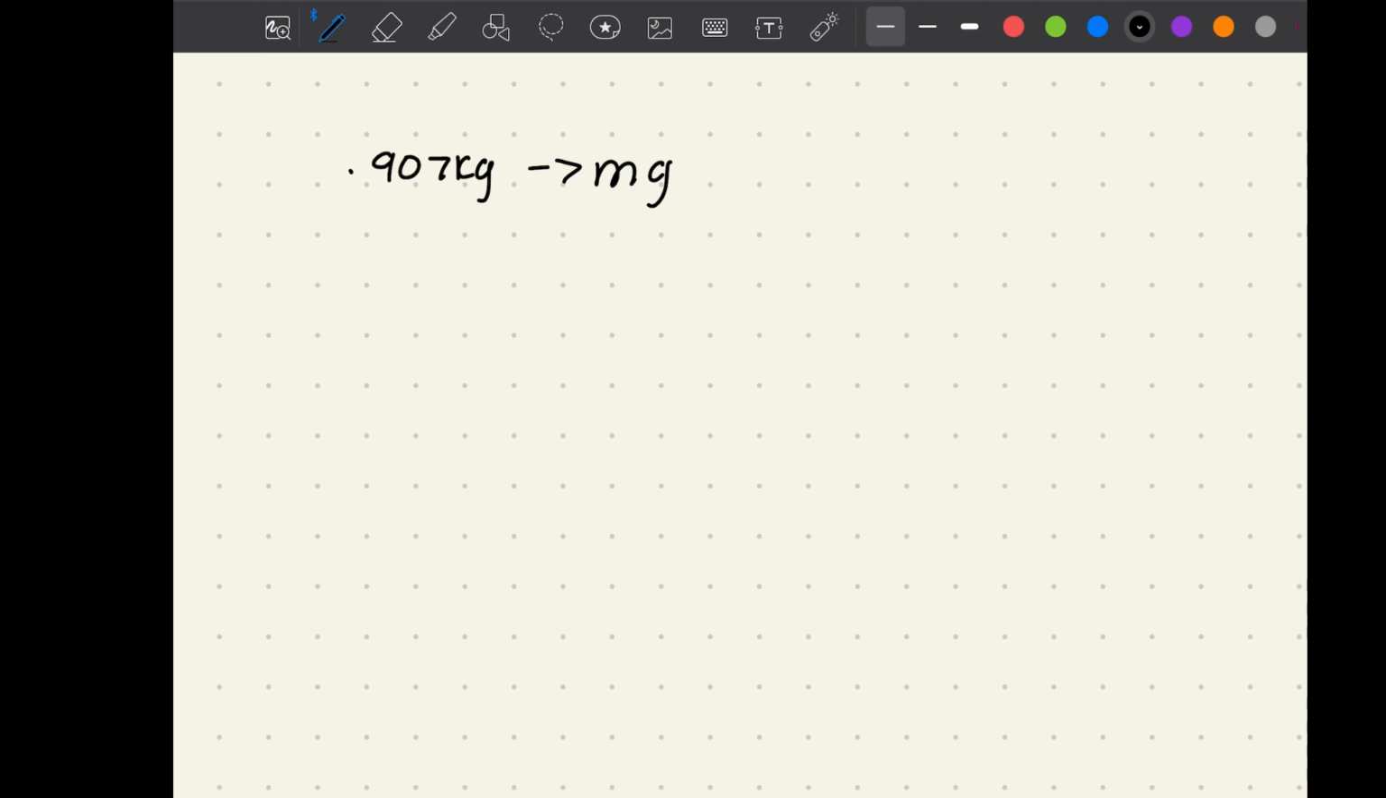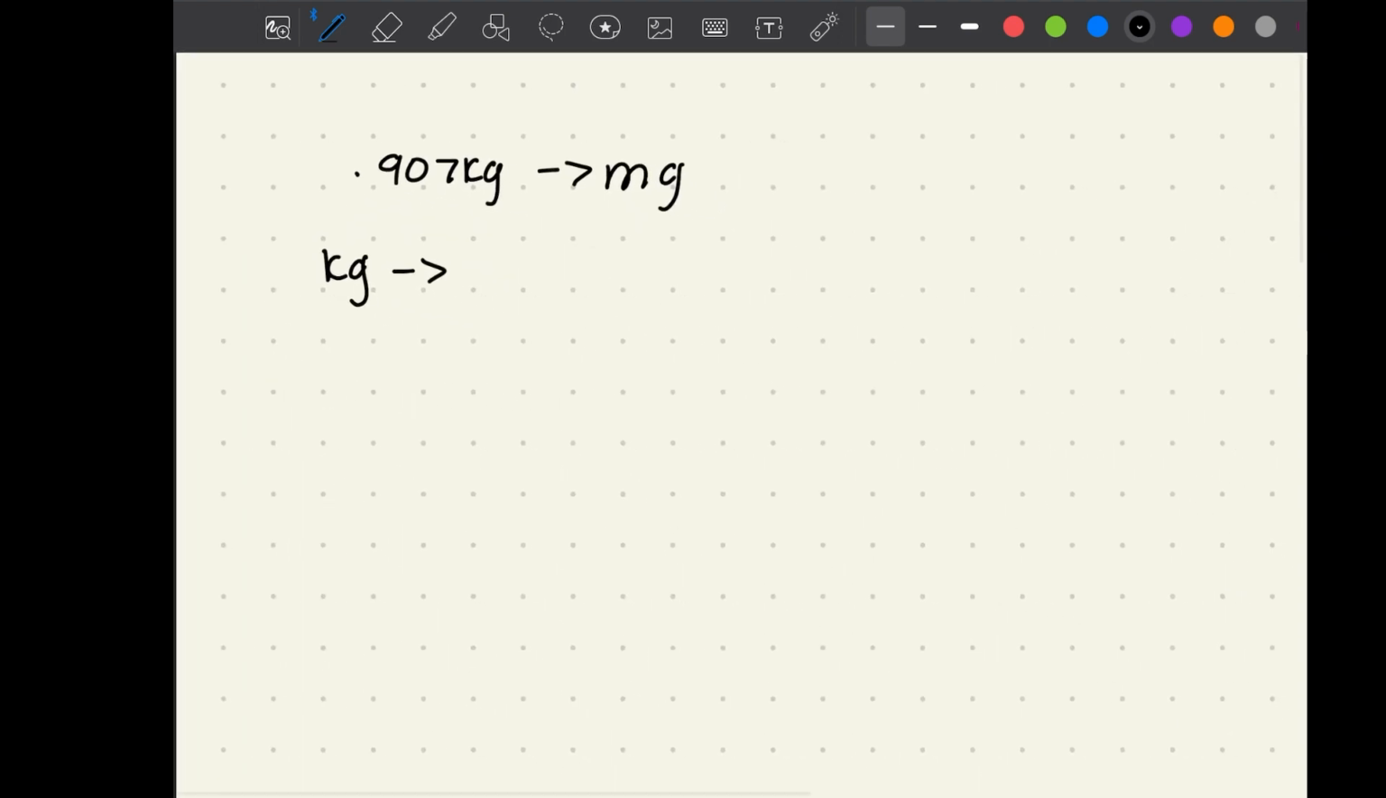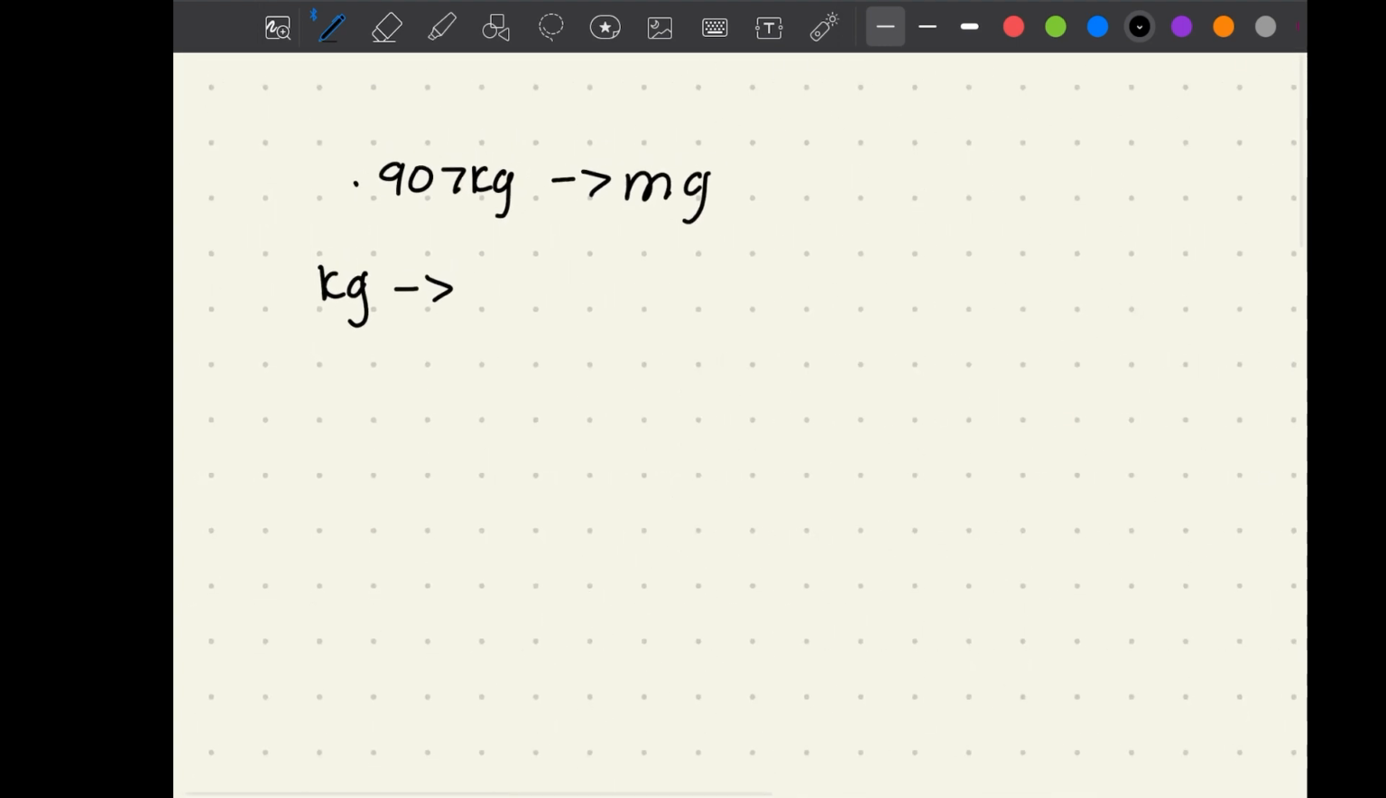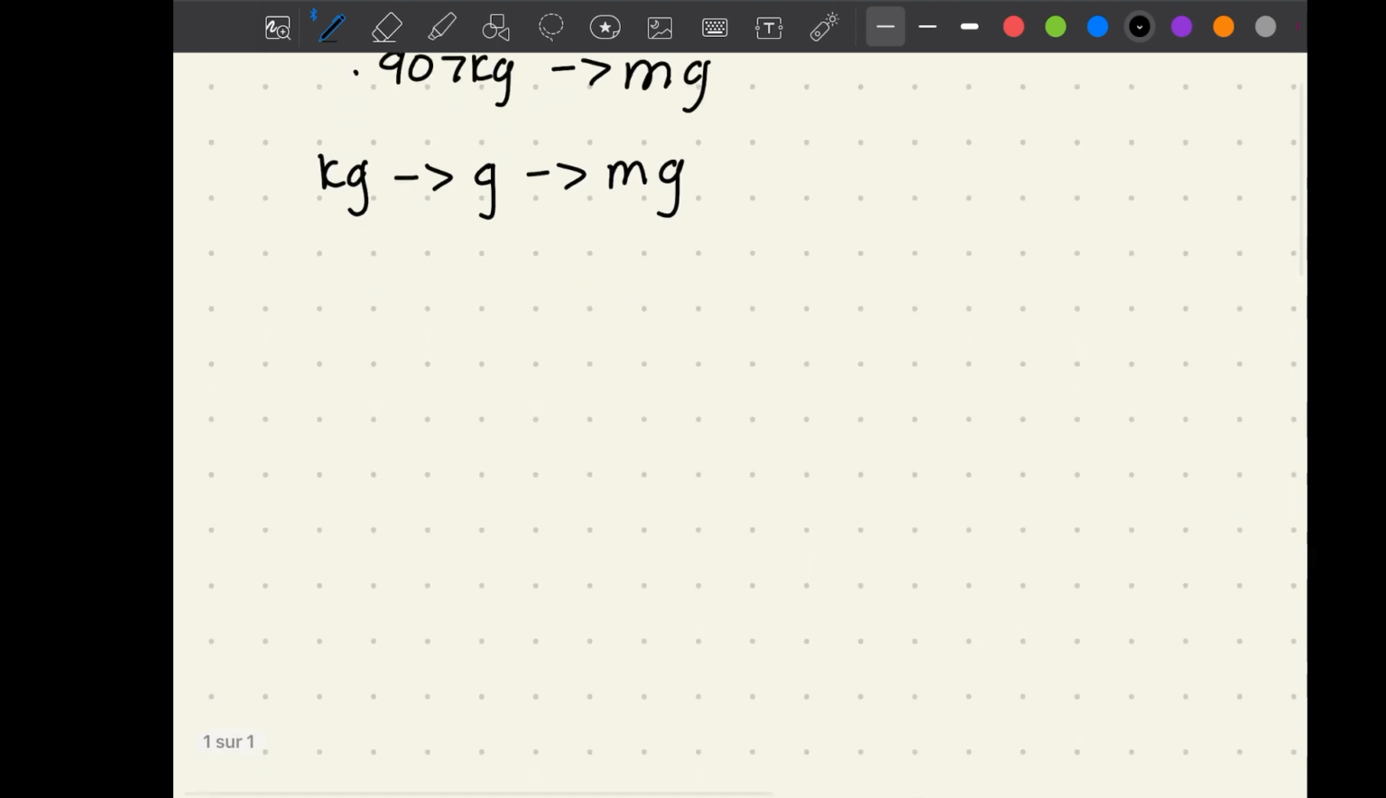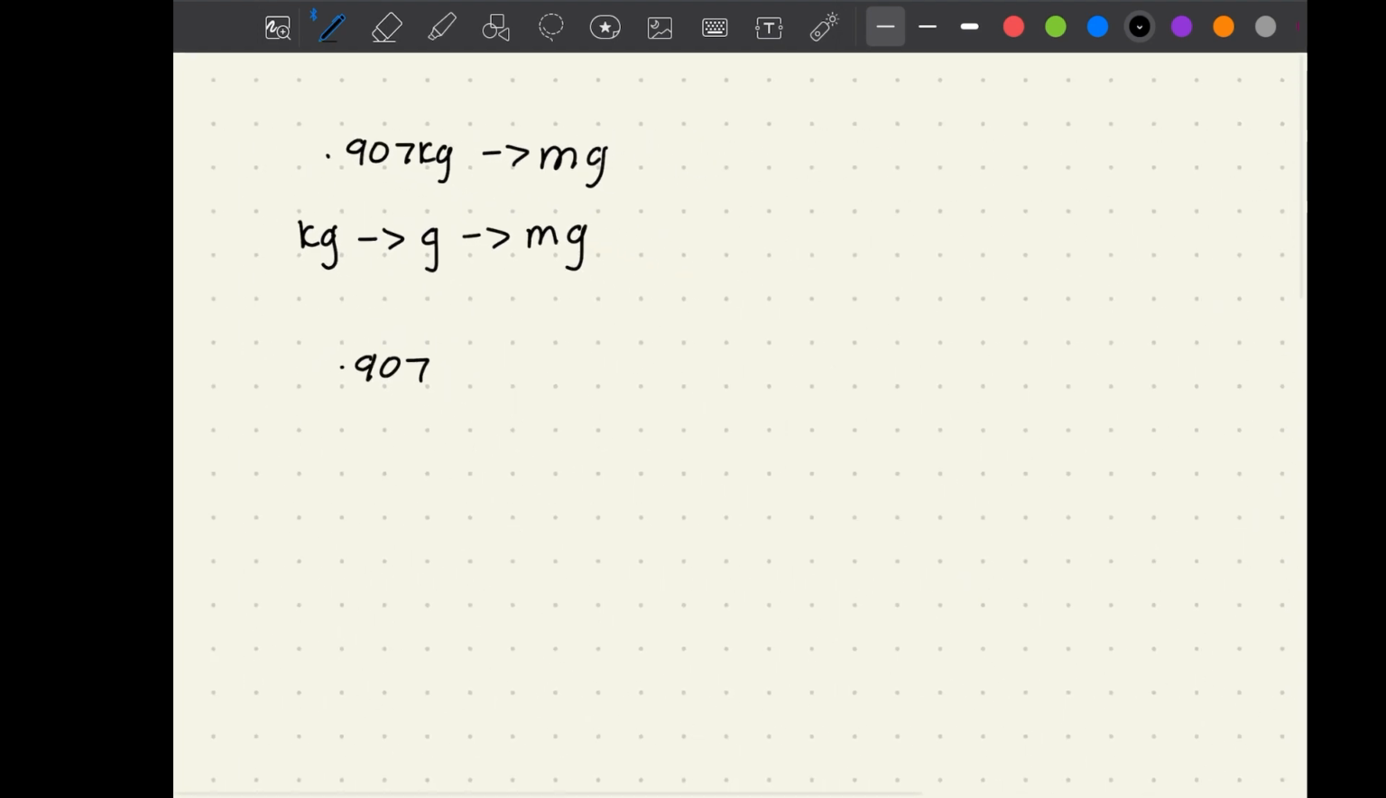One thing we can do is write out a linear map of the steps we will be taking. So we can solve a large problem by breaking it down into smaller steps that make it easier to solve. So kilograms we can convert into grams, and grams we can convert into milligrams. All right, the best way to solve this problem is by doing a box chart method.